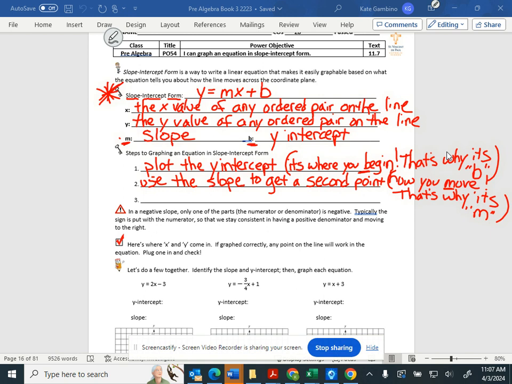So then 3, any guesses on what that third step is going to be? If we are graphing an equation in slope-intercept form, and now I have 2 points on my coordinate plane, what am I going to do, Kyle? You graph it? Yeah. So how do I graph the line? I have 2 points. I'm going to connect the points with a line.